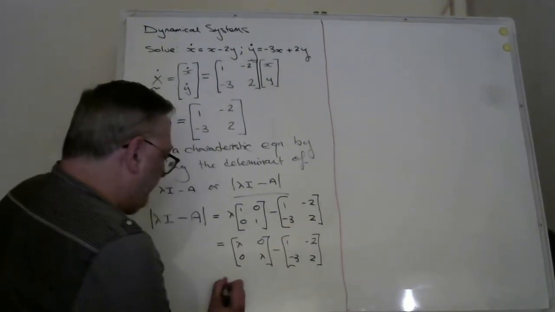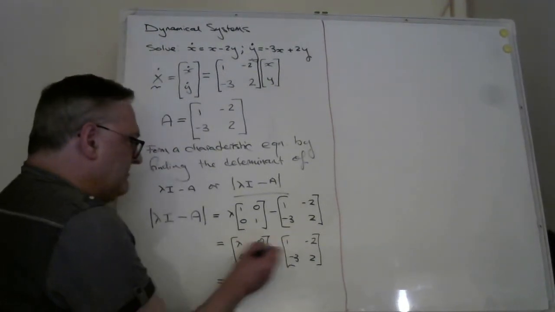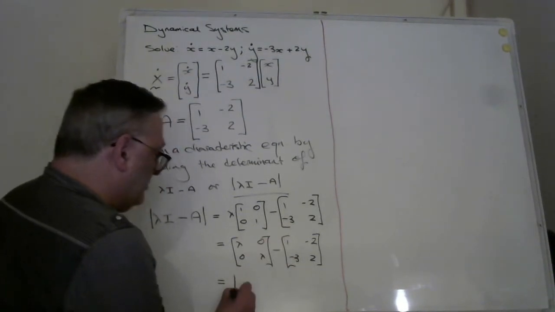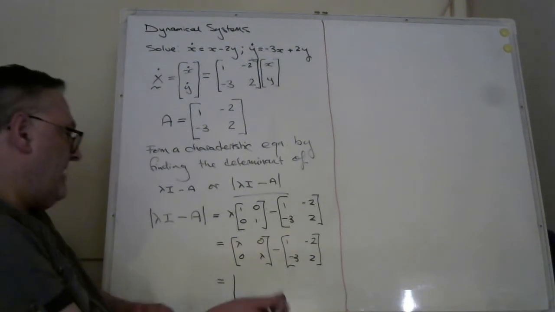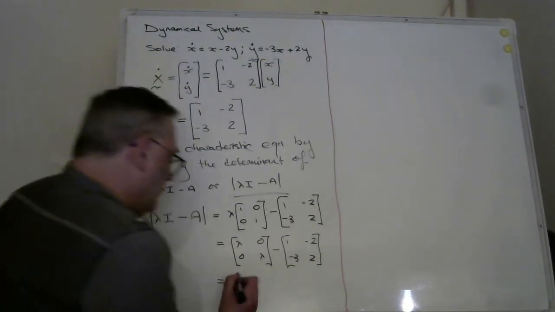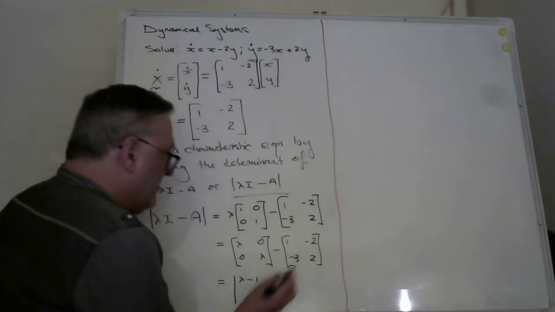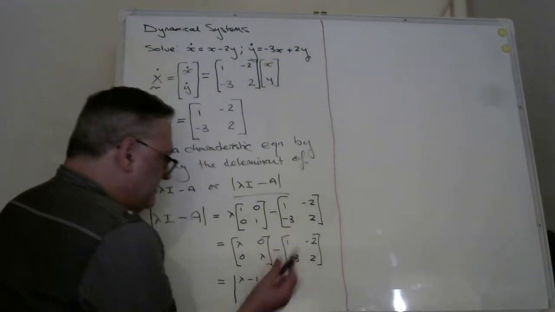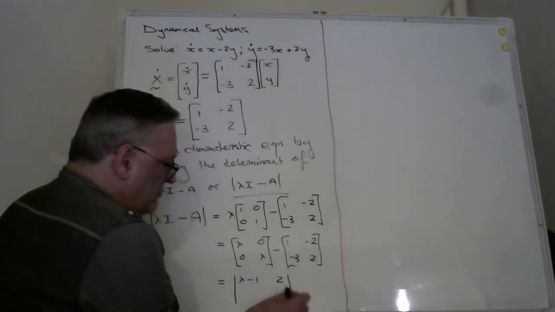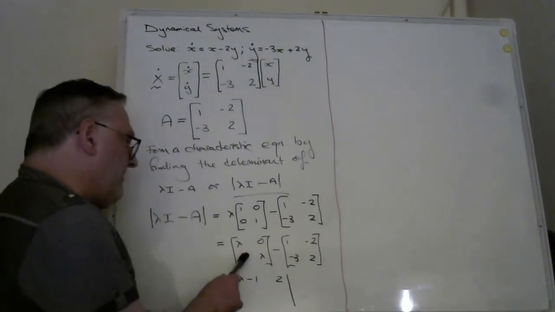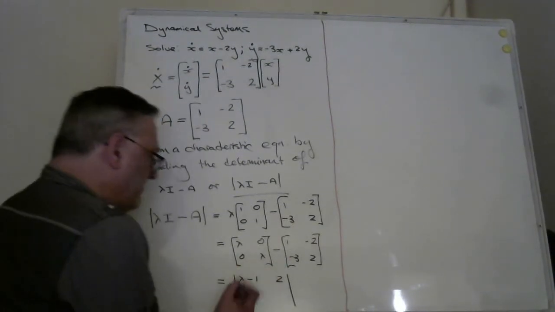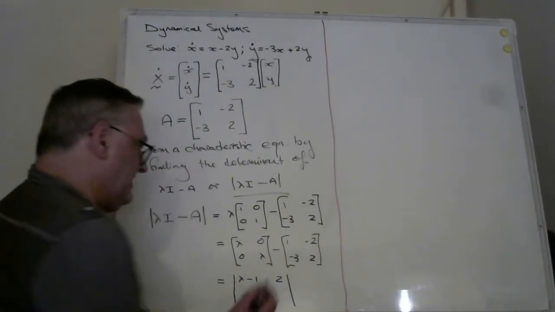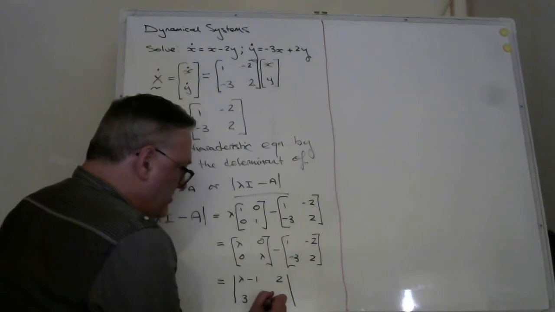So we can rewrite that as lambda minus 1, and of course it should really go in these kind of modulus signs. So it's lambda minus 1, a minus 0 or 0 minus a minus 2 is just plus 2. Then we've got 0 minus minus 3, which is just plus 3. And then we've got lambda minus 2.